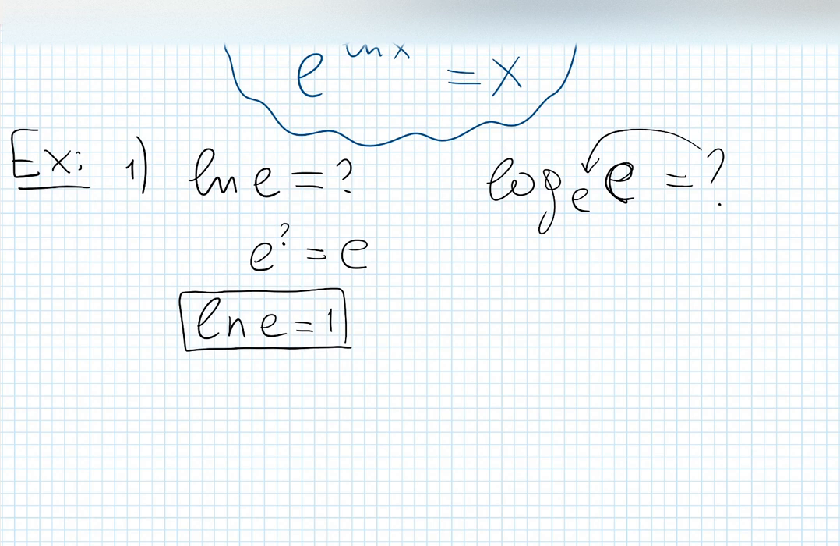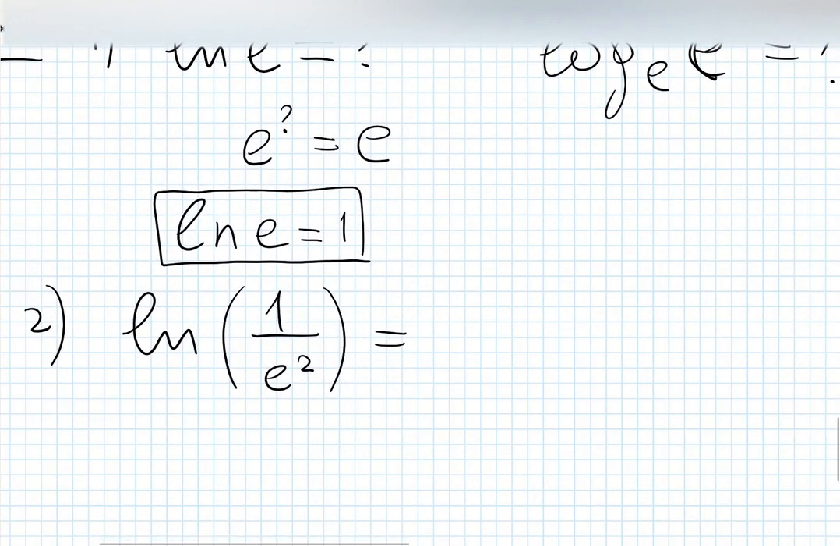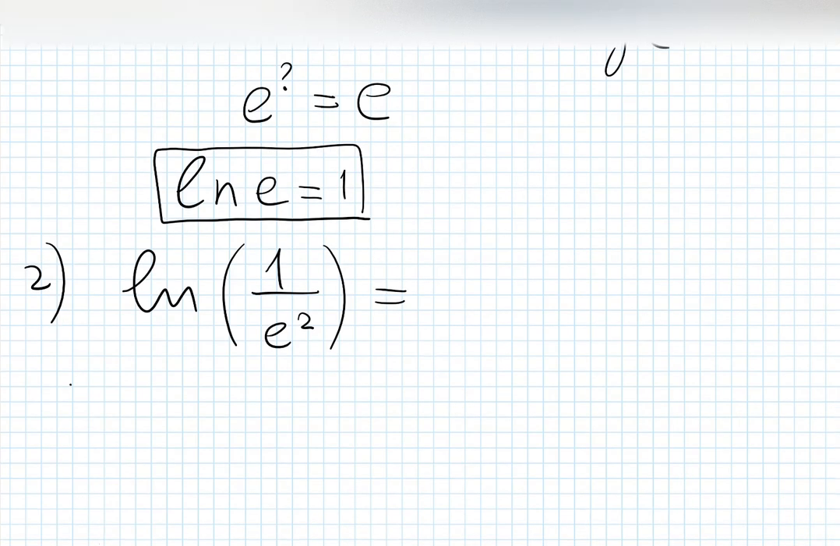Now, how about these guys? Example 2. How about ln of 1 over e squared? That's not very obvious, so I will go with you on this step by step. Let's see. ln of a quotient. There are 2 ways to see it. Either we break it down into a difference, we can do that, or we see it as an exponential function inside. So way 1. Let's do question mark.